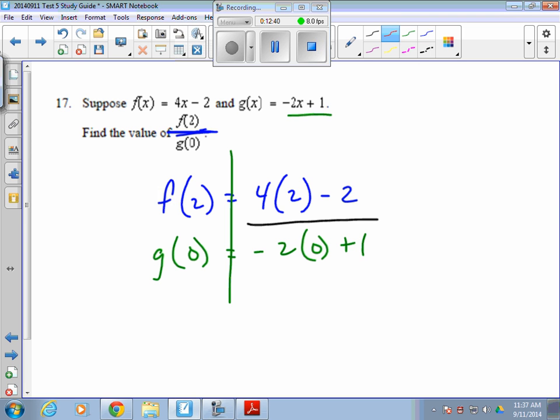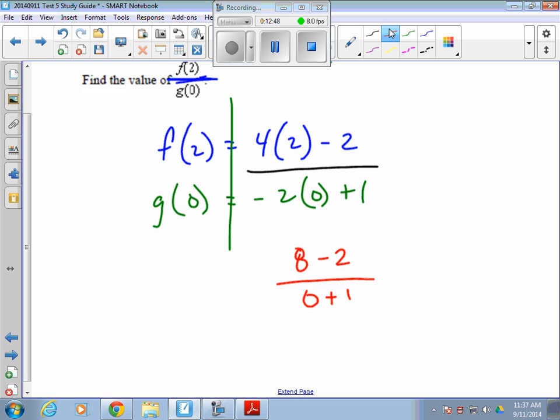4 times 2 gives you 8 minus 2. Negative 2 times 0 is 0 plus 1. Simplify that. 8 minus 2 is 6. 0 plus 1 is 1. 6 divided by 1. So f of 2 over g of 0 is equal to 6 over 1, which is simply 6 when you substitute it.